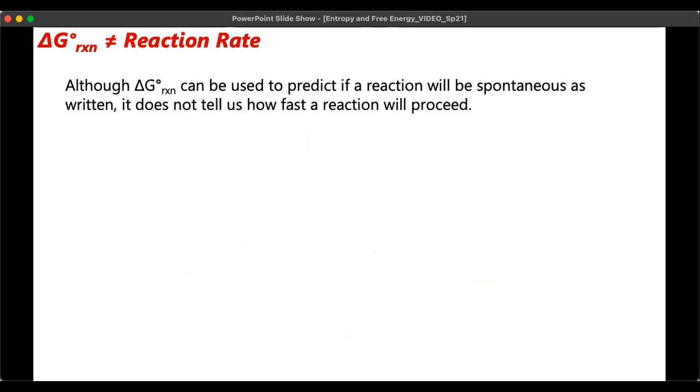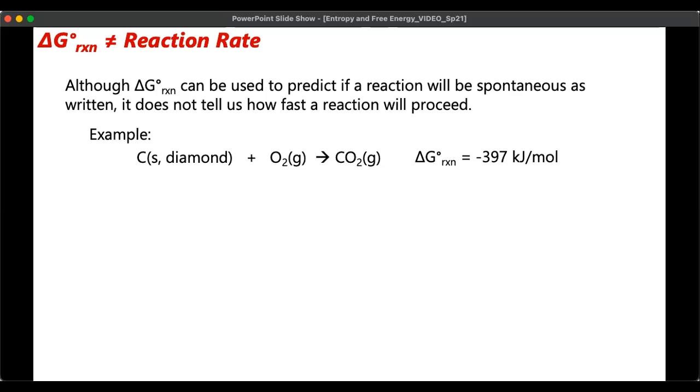So the other thing we should mention is that delta G of reaction is not the reaction rate. We can determine if a reaction is spontaneous, but that's not going to tell us how fast it is. So here, for example, let's think about this reaction where we turn a diamond into carbon dioxide. This is carbon in the form of diamond plus oxygen to make CO2. It has a delta G of reaction of negative 397 kilojoules per mole. Delta G is negative, so under standard conditions, this is a spontaneous reaction.